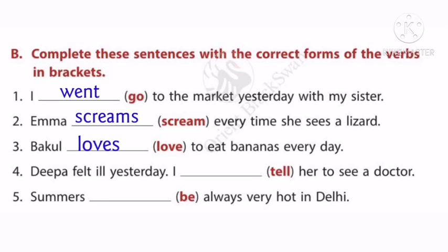So children, find out the answers of the next two questions. Do it by yourself and check the answers given in the Google Classroom. Complete the exercises by yourself. Children, I hope you all understood today's class. What is simple present tense, what is simple past tense, and what is the difference between these two tenses.